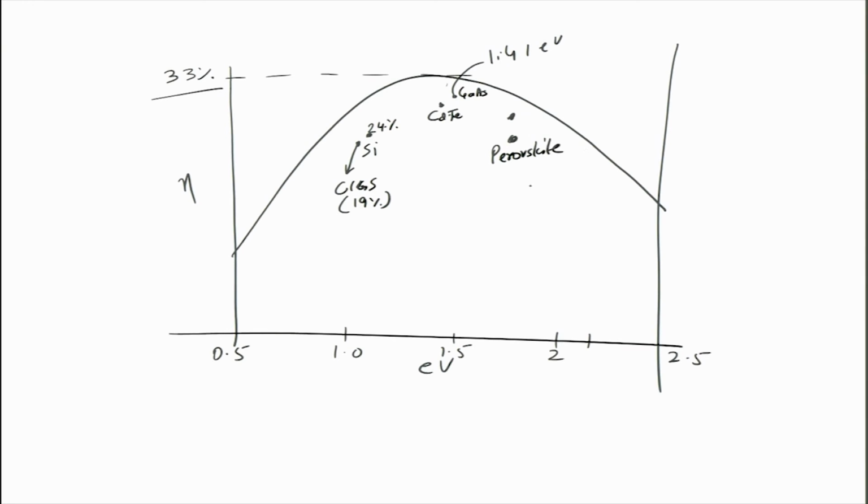And then we have organics. Organics are also roughly in the same band gap range, lower efficiencies though. So, this is where we have organics. I will show you a chart later on in the next class, which can give you a good idea about the devices.